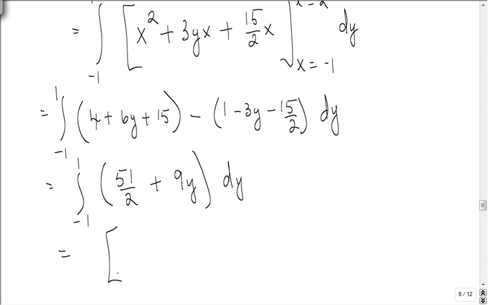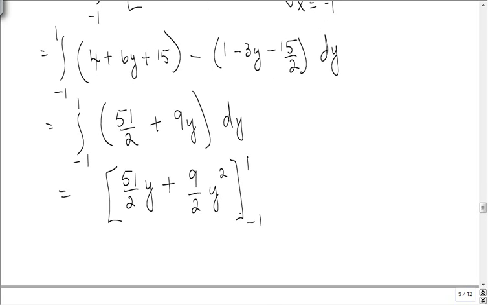Okay, let's integrate that. With respect to y, integrate 51 over 2 with respect to y. What's that? 51 over 2 y. Integrate 9y with respect to y. What's that? 9 over 2 y squared. From negative 1 to 1. Let's work that out.